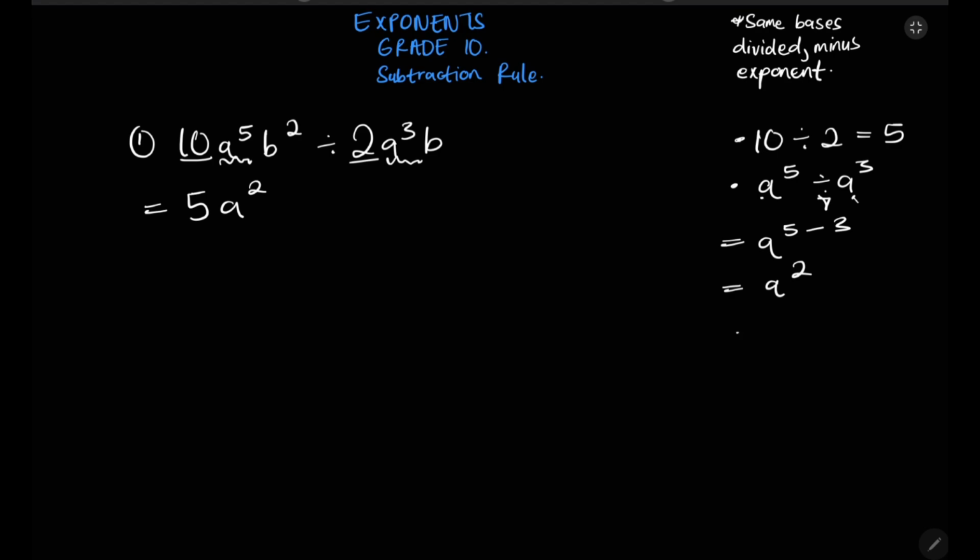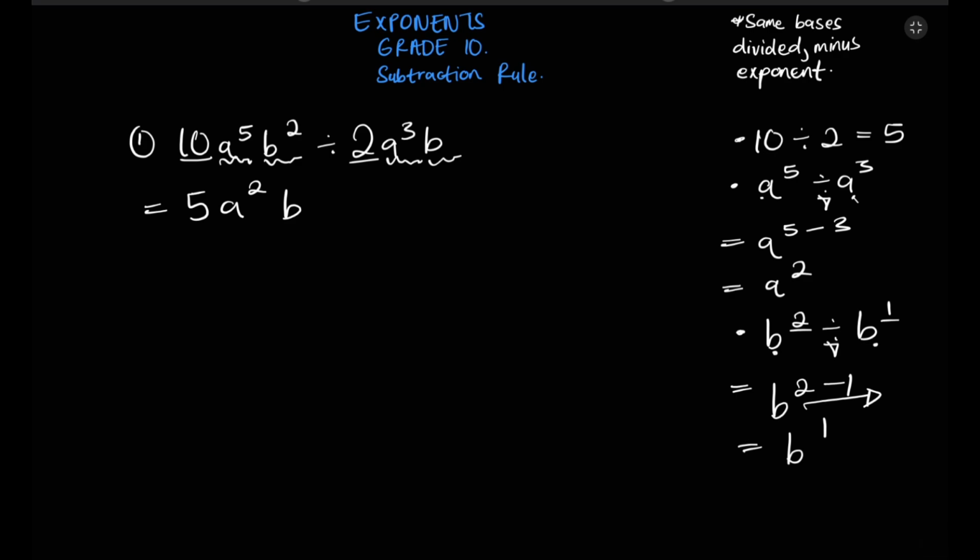Now let's move to the next variables. What do we have? We have b and b. We have the same base. So this is b squared divided by b. How do we solve this? Do we have the same base? You have b and b. Yes. Are they divided? Absolutely. So we write down our base. We have 2 and that's basically 1. So this is 2 minus 1. Your answer is b. 2 minus 1 is 1, but you don't have to write down that 1 when writing your final answer. So this is just 5a squared b. That is your final answer.